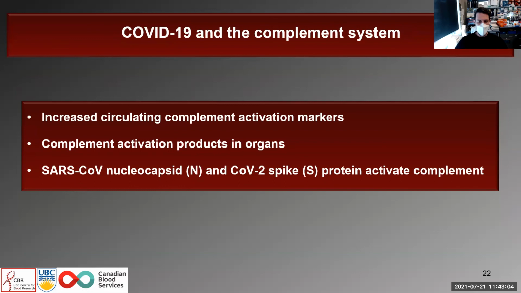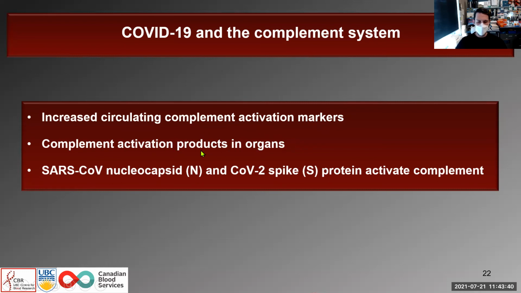Thanks, Henry. I'll start with a brief overview of COVID and the complement system. The component of the innate immune system known as complement has been implicated as a driving factor in both the progression and severity of COVID-19. The mechanisms through which complement is activated by SARS-CoV-2 are unclear, but some studies have found elevated complement activation markers in the blood of COVID-19 patients that increase with disease severity. There are also large amounts of activated complement proteins found in the lungs, kidneys, and liver of patients who have died from COVID-19.